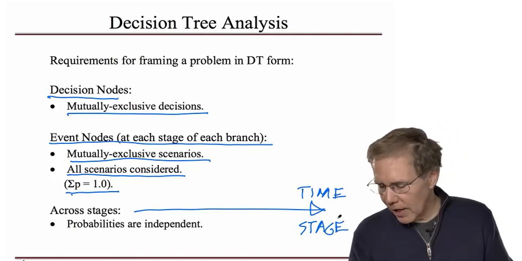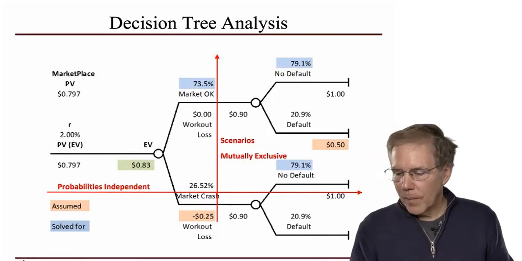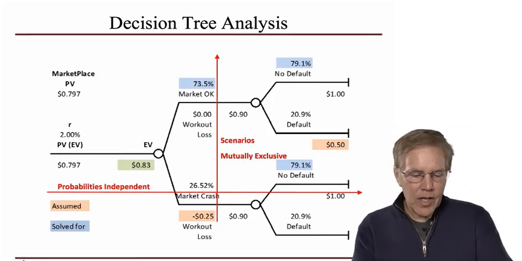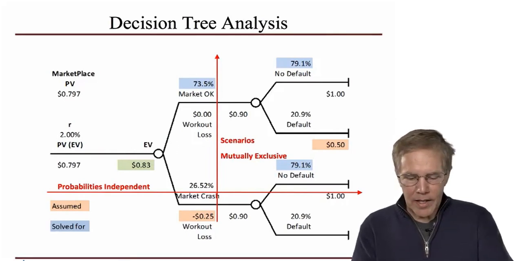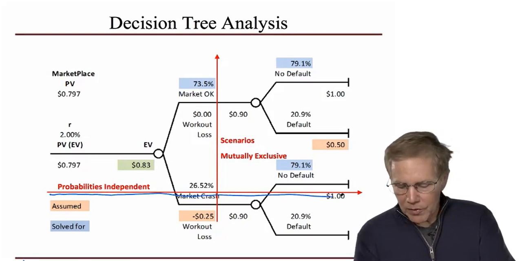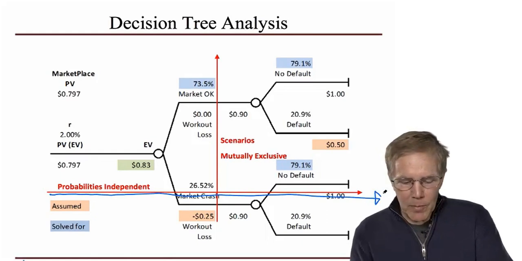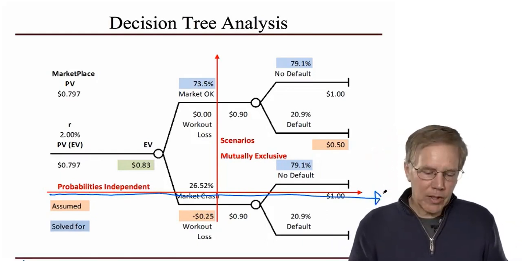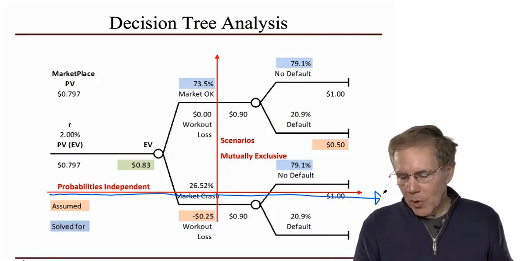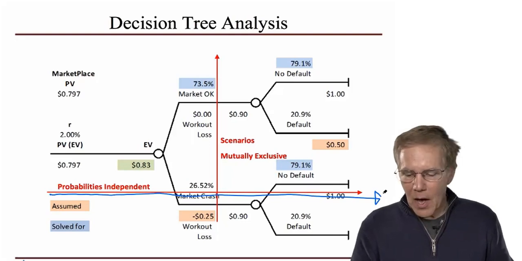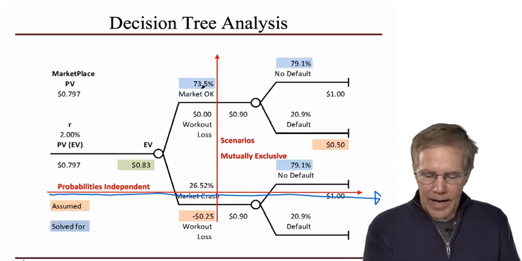So let's see how that looks here. Here's another, this is a different simple analysis, but what I want to show you is that for any decision tree, as we move along the time or stage axis, the probabilities need to be independent. And so what that means in this case, we're looking at whether or not we should buy a high yield bond.